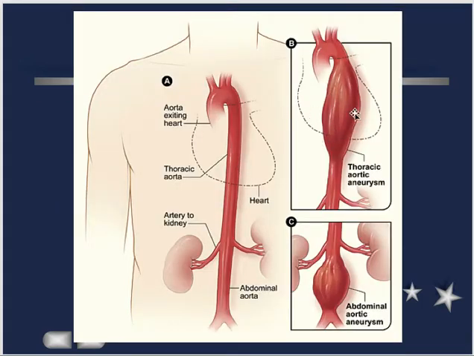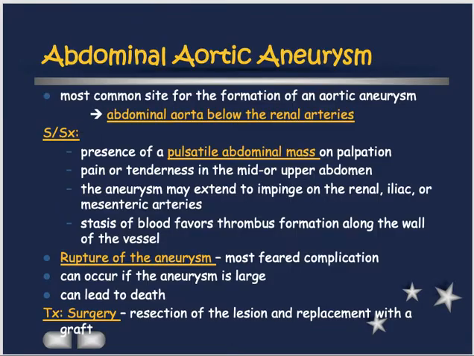You can see this is the photograph for thoracic, and this is the abdominal aortic aneurysm. I told you this is the most common type of aneurysm, and it is so common that when they conduct autopsies, 2% of the autopsies show abdominal aortic aneurysm. 95% of the time it is associated with atherosclerosis, and 95% of the time it occurs below the renal artery.